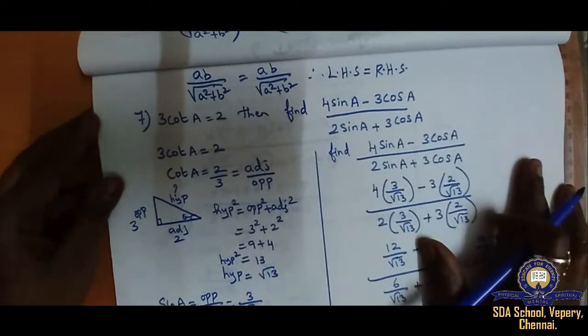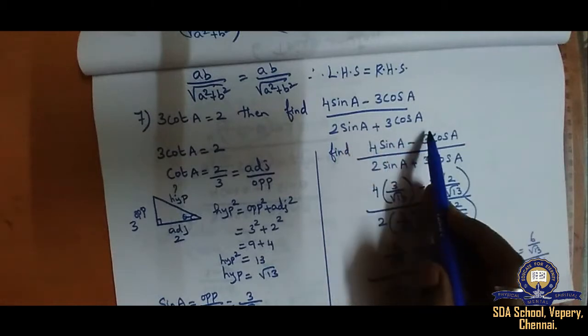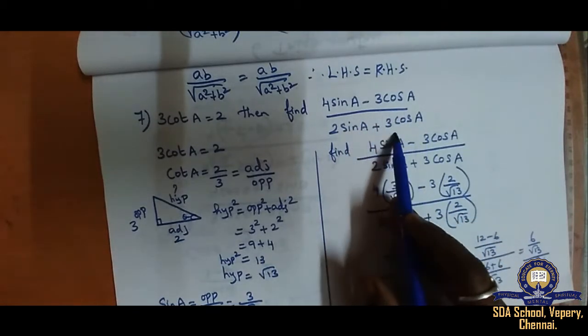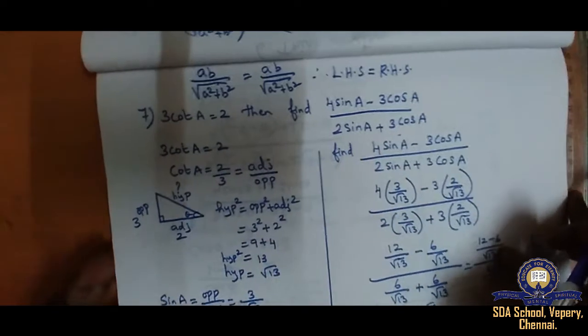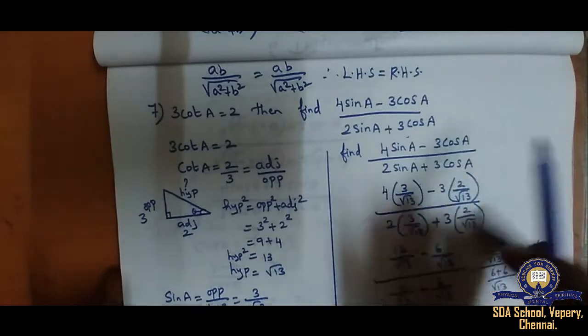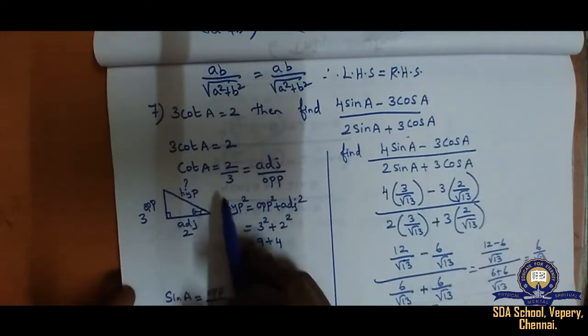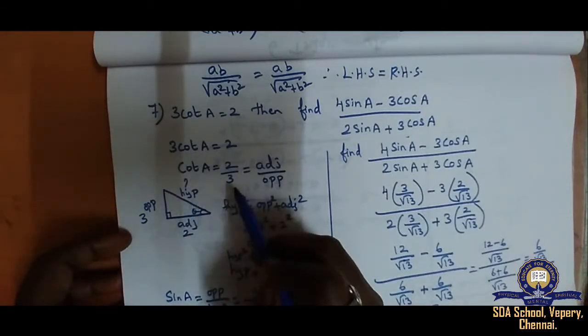3 cot A is equal to 2. Then find 4 sin A minus 3 cos A divided by 2 sin A plus 3 cos A. In this we have to substitute. For that they have given 3 cot A is equal to 2 as the hint. So first I am going to change 3 cot A and write cot A is equal to 2 by 3, as the multiplication of 3 comes down.